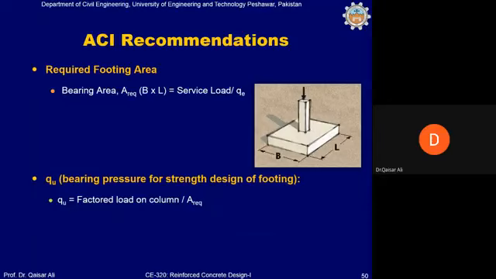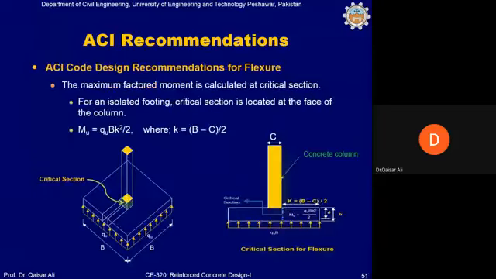This is a typical column footing. Two dimensions, one is B and the other is L. If both dimensions are equal, it will be L square. Area of this will be equal to L square. The bearing area of the column footing can be calculated by the service load divided by q_e, as we have done in the case of wall footing. And then the bearing pressure of the soil will be calculated from the factored load on the column divided by the area required, just like the wall footing case. So it's almost the same with only one exception.